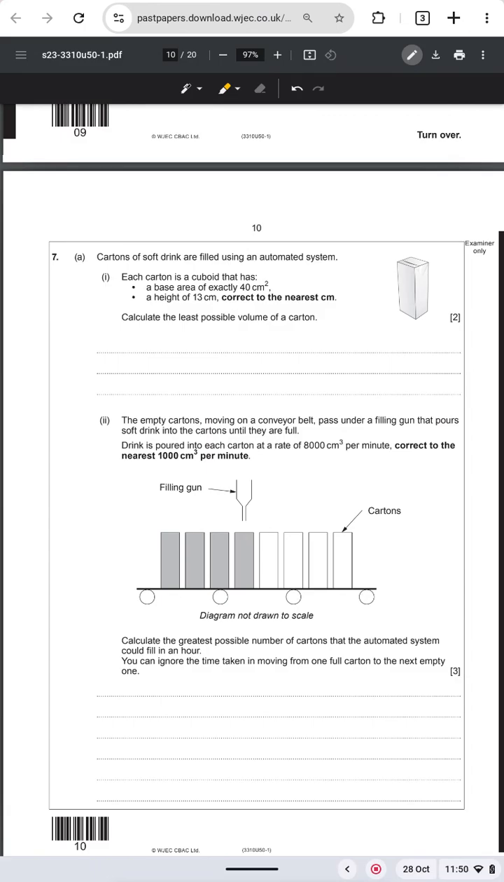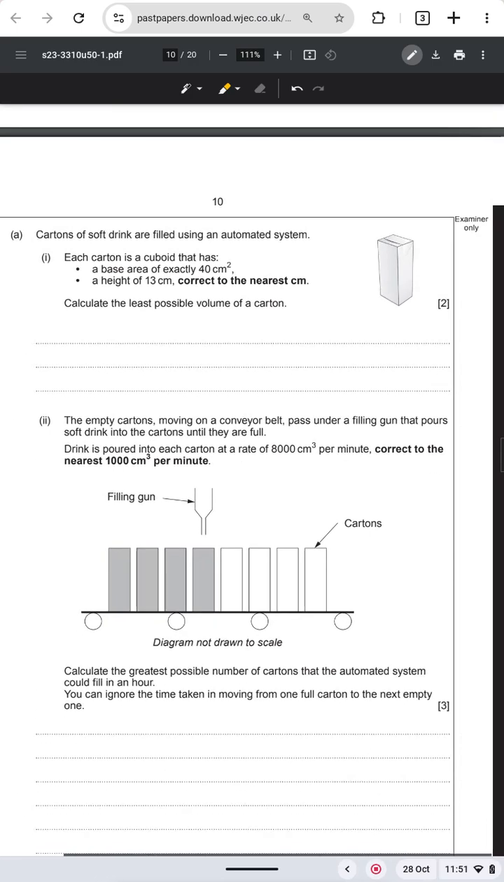Cartons of soft drinks are filled by an automated system. Each carton is a cuboid that has a base of exactly 40 centimetres, and a height of 30 centimetres correct to the nearest centimetre. Calculate the least possible volume. So this is the smallest carton we can get, and the smallest carton is when the height is minimum. So this means that our height can only ever be 12.5 to the nearest centimetre. So we're going to have 40 times by 12.5.